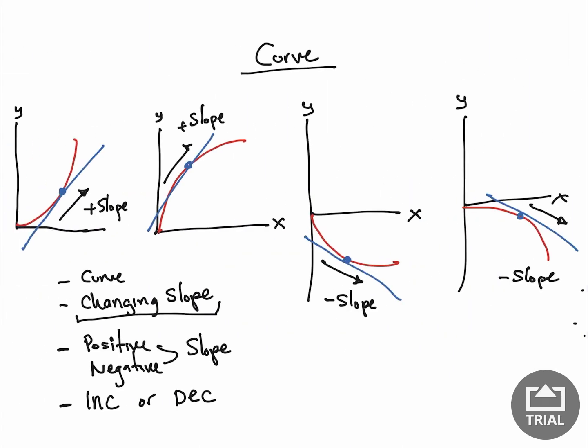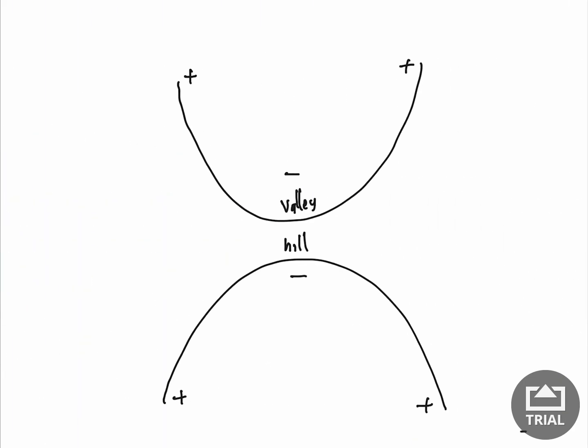If you notice, this particular part is a valley. So a valley is negative and the other part is going to be positive. This one right here is a hill, so it's going to be negative and this part is going to be positive. This one is a valley, so negative, and this one's positive. And this one is a hill, so negative and positive.